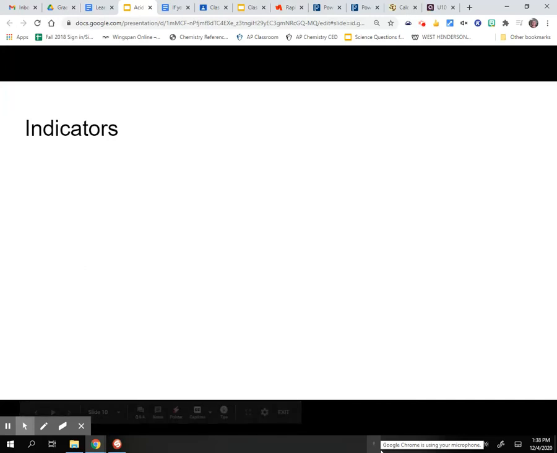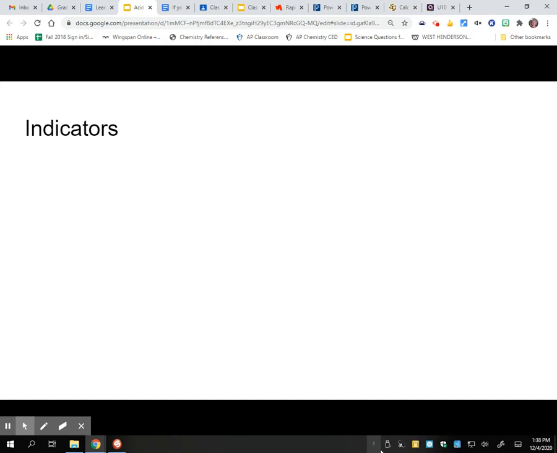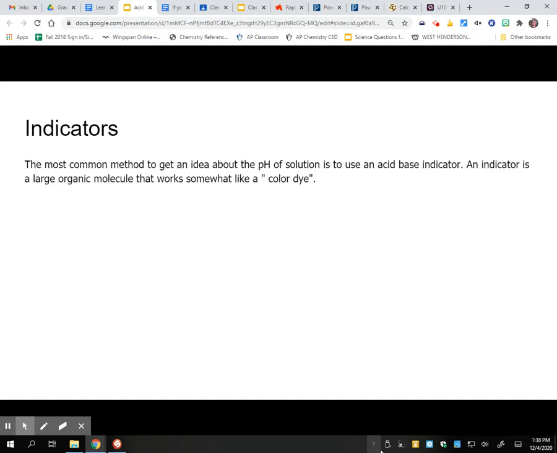This video is on acid-base indicators. When we're trying to determine what the pH of a solution is, there's a variety of different ways that we can do that. One of the most common ways is to use an acid-base indicator. These are really large organic molecules that work kind of like a dye.